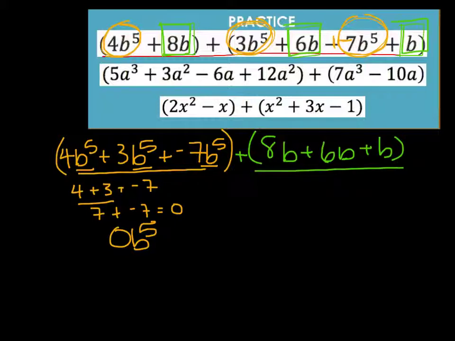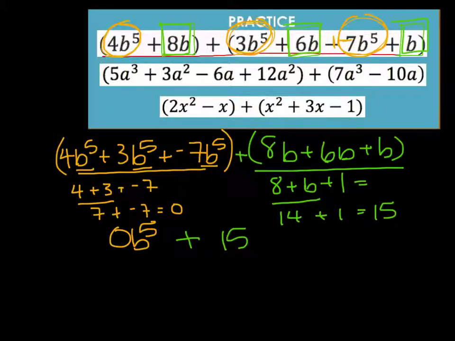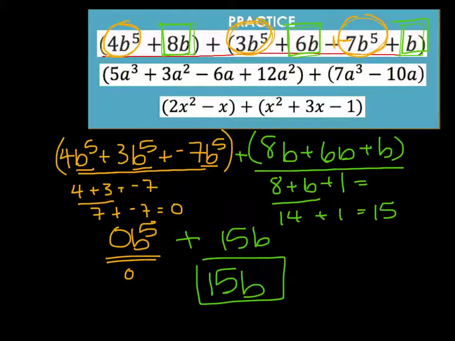And now let's do this math. We have 8 plus 6 plus 1. Same situation as before. 8 plus 6 equals 14 plus 1 is 15. So plus 15. 0b to the 5th plus 15. That can be simplified. This 0b to the 5th is always just going to become 0. So we can do a final answer of 15b as our final answer for that problem. Let's do another one.